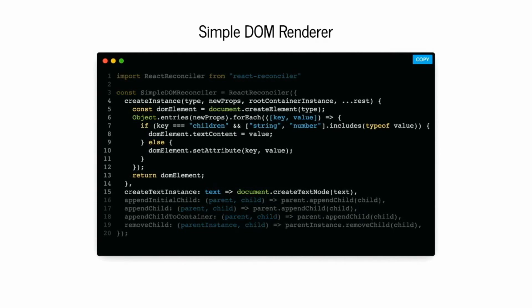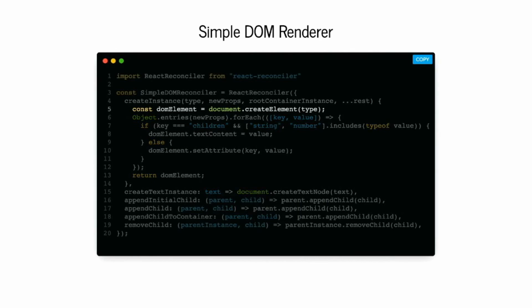We have to fill out what we want to do to create the objects. And in this instance, because it's just a super simple DOM renderer, we just take the type from React and we create document.createElement of whatever that type is, div or button or whatever you want it to be. And then we set the attributes of the DOM element to reflect the props that come from React.